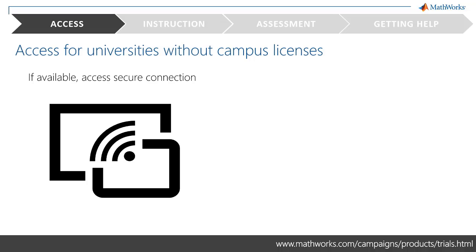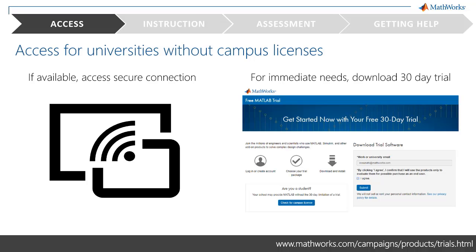For immediate needs, downloading a 30-day trial from our website may be a good option. You can download trials of MATLAB and Simulink, as well as toolboxes. If 30 days isn't sufficient and you can't access MATLAB through a secure connection, please contact your MathWorks representative to discuss access solutions.